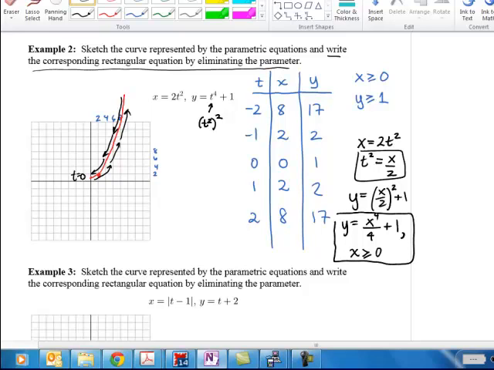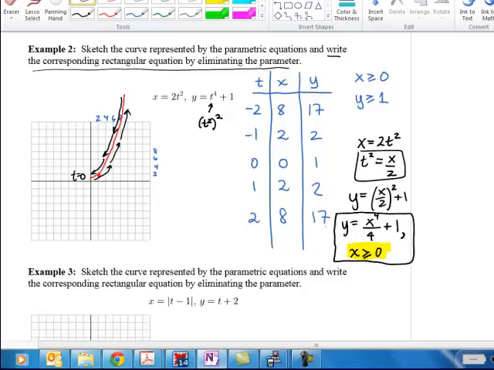So when we write down the rectangular equation, we want to make sure that we get an equation that represents exactly what this graph would be. So that restriction is critical. Otherwise, y equals x to the 4th over 4 plus 1 would have y-axis symmetry. There would be a piece on the other side as well.